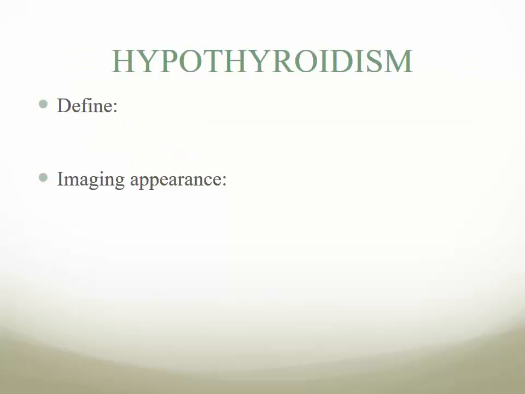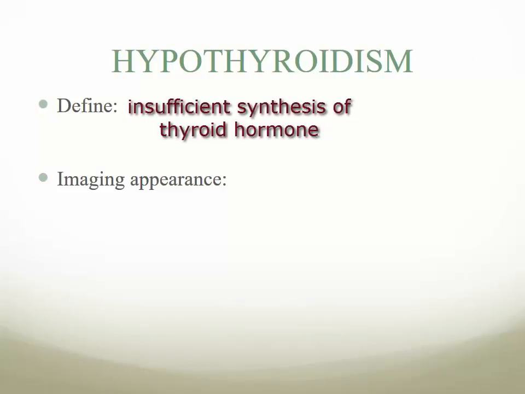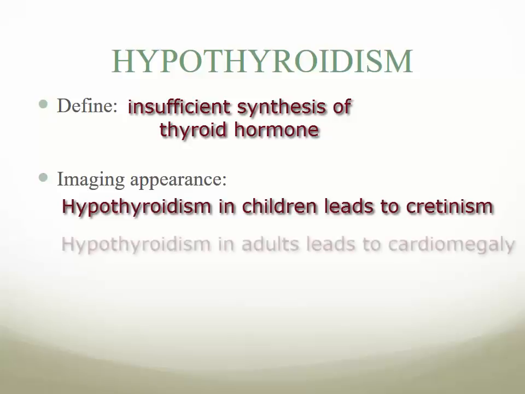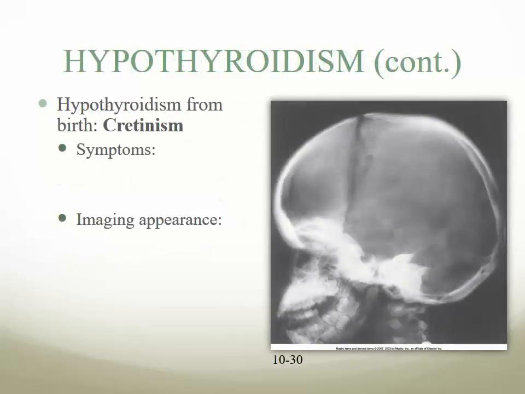Hypothyroidism results from any structural or functional abnormality that leads to an insufficient synthesis of the thyroid hormone. Hypothyroidism in children results in what's referred to as cretinism, and that's dating from birth. In adults, it's going to have different types of symptoms and can result in problems with the heart. So we'll talk about that in just a moment. Hypothyroidism dating from birth is referred to as cretinism.